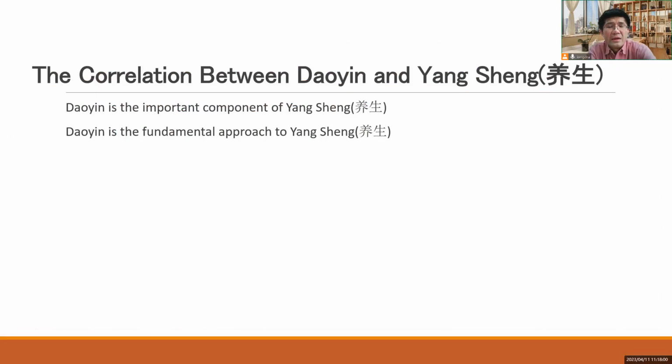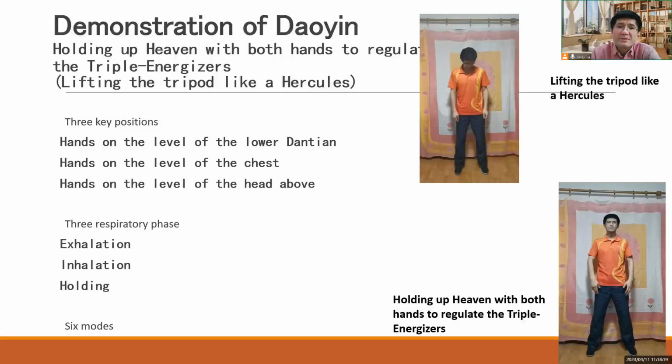Then here is the correlation between Daoyin and Yangsheng. You will find easily that Daoyin is an important component of Yangsheng, and it is also the fundamental approach to Yangsheng. Then, at last, I want to give some demonstration of Daoyin to show you how Daoyin works. First, let's see the videos.